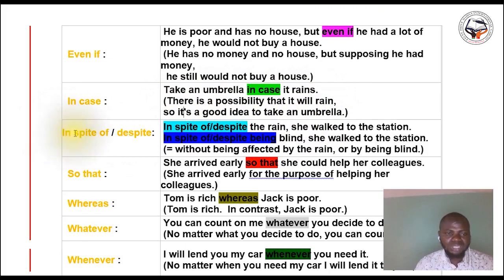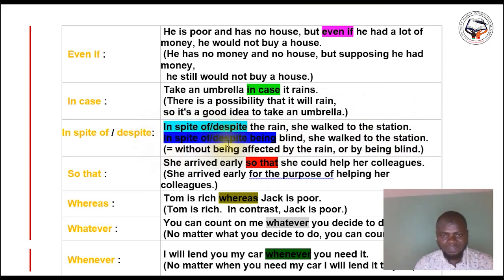Okay, let's continue. In spite of or despite, we have already seen these ones. In spite of or despite the rain, she walked to the station. In spite of the rain, she walked to the station, or despite the rain, she walked to the station.